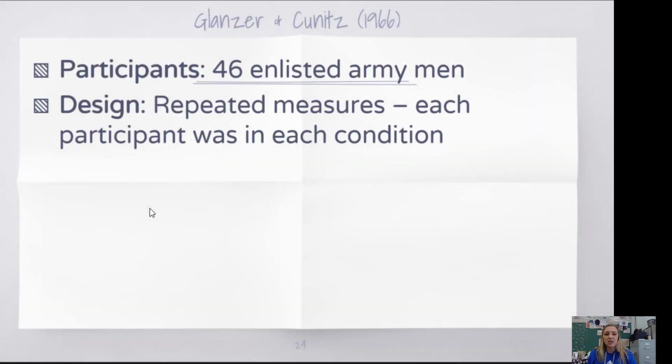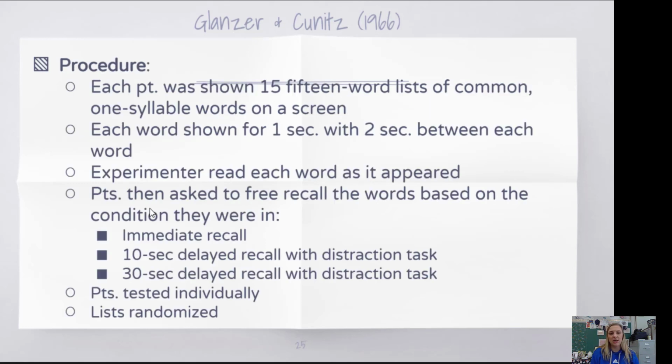The participants that they used for this were 46 enlisted Army men, a very small number for a sample size, and they used repeated measures for this particular study, which means that they put each of the men into multiple conditions. For this procedure, each participant was shown 15 15-word lists, and these were common one-syllable words.